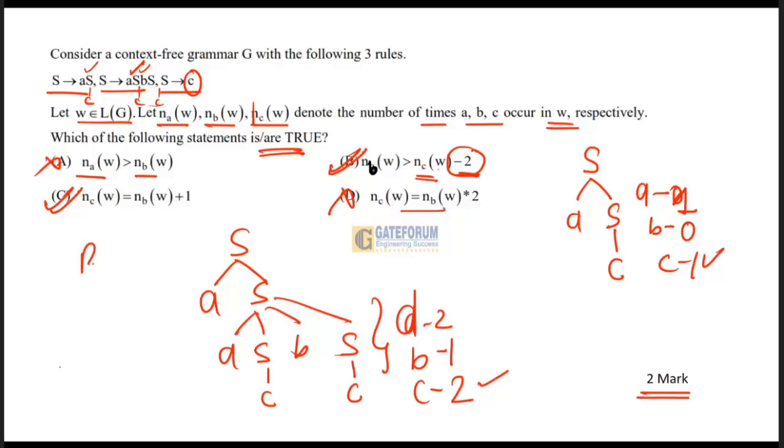Thus I can say that option B and option C will be the correct answer for this MSQ question which was asked for 2 marks. I hope it is clear. Just generalize the tree and analyze option by option, right? I hope it is clear.